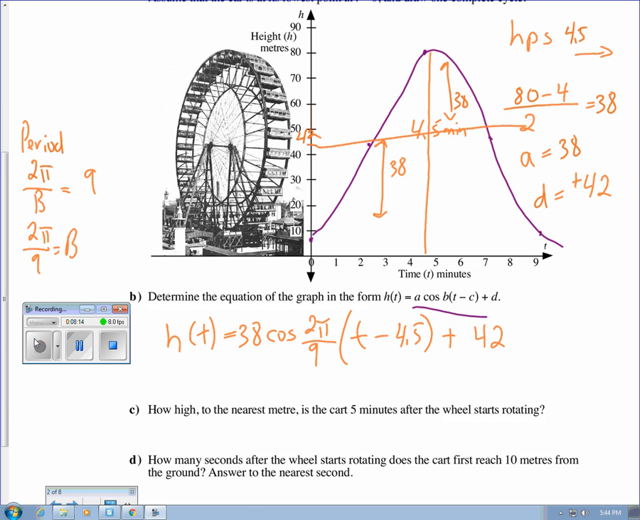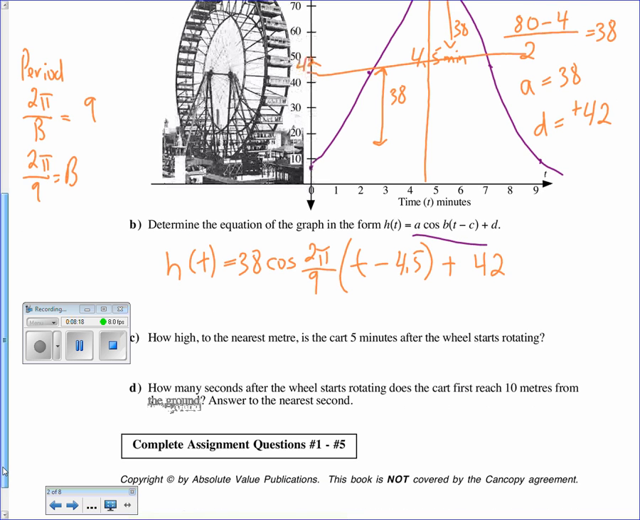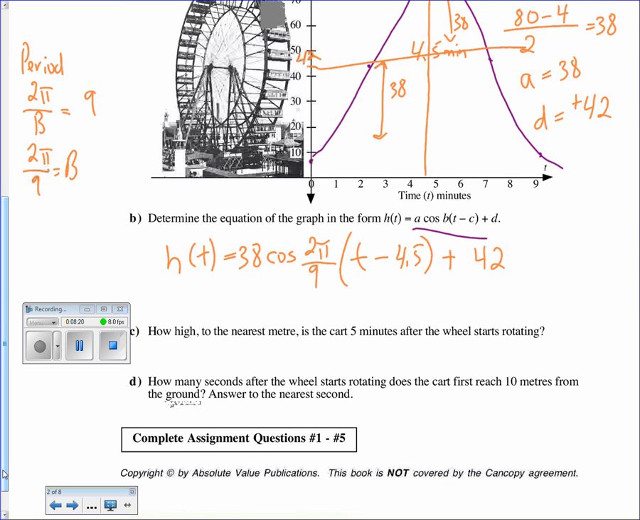So again, be careful how you enter it into your calculator, but plug in 5 minutes into the equation. I'm using my table on my calculator, and I get 77.708 meters. And to the nearest meter, that's 78 meters high.